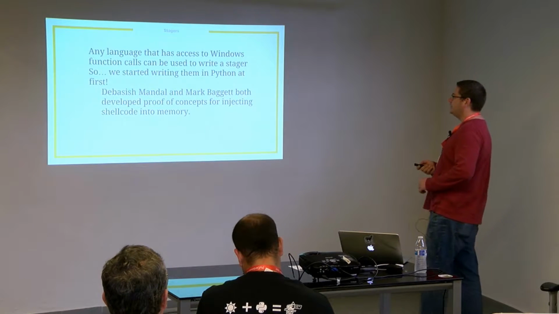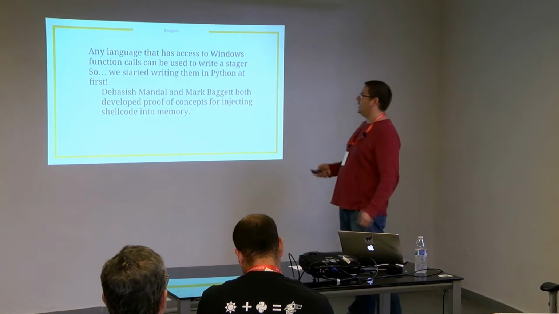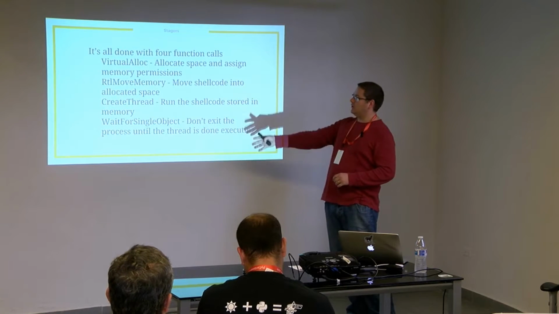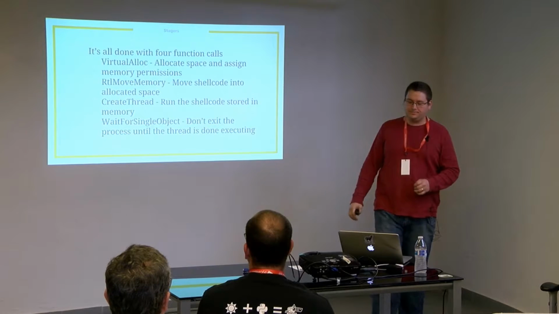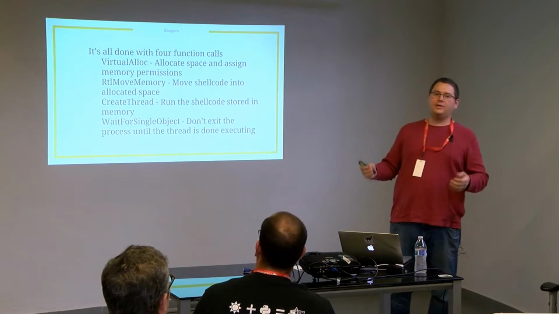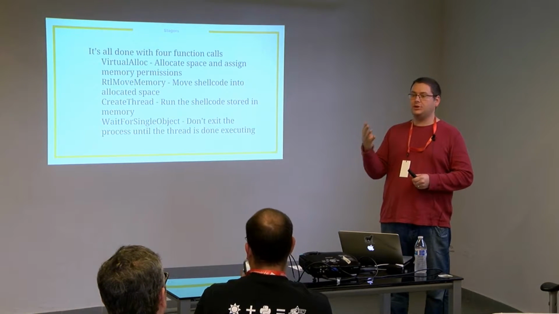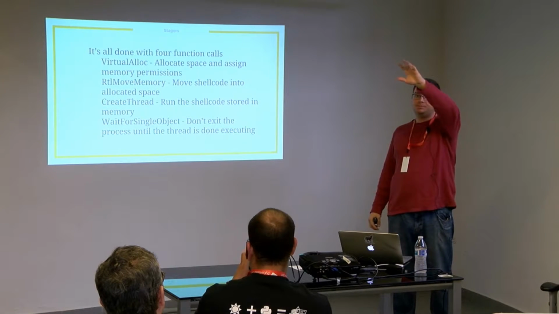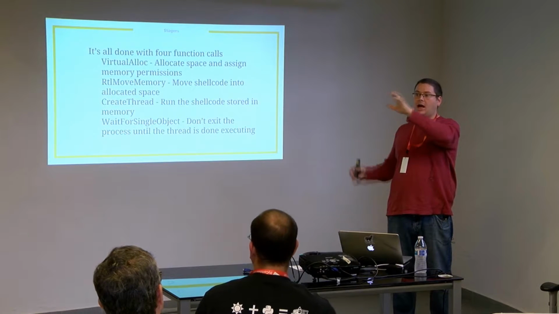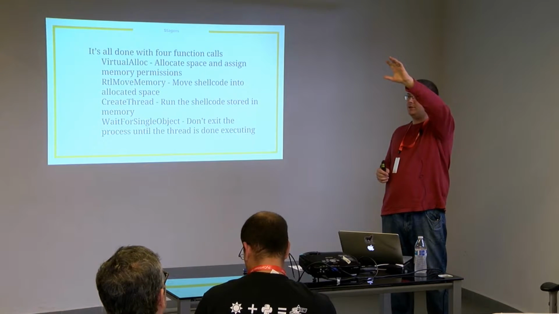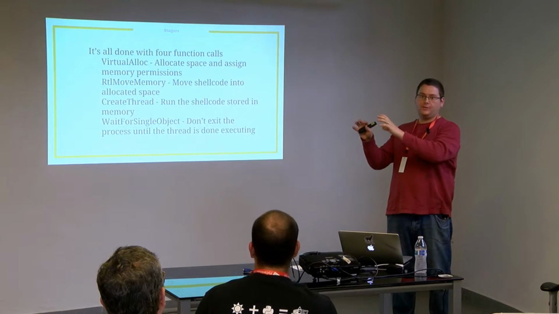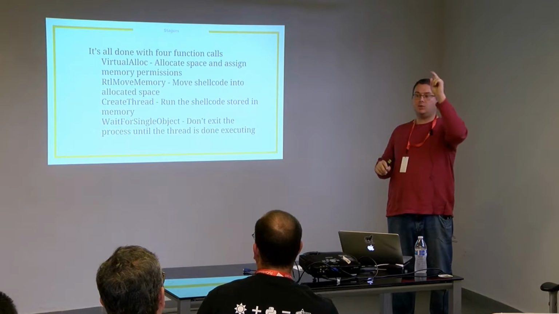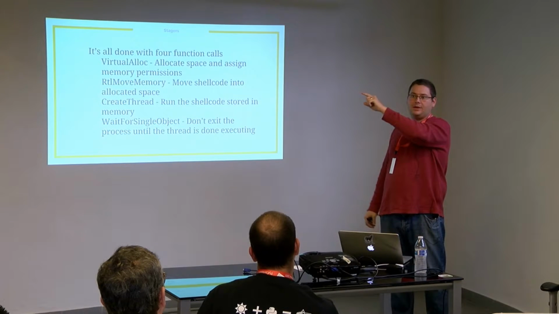There are two individuals that both developed proofs of concept for how to do this in Python. And these are the function calls. I'll describe them real quickly. It's a good way to think about it. It's only 4 function calls you need to make. The first one is you allocate memory. The second one copies your shellcode into that memory that you allocated. The third function call then creates a thread, and it says, hey, run that shellcode in that memory that I allocated.